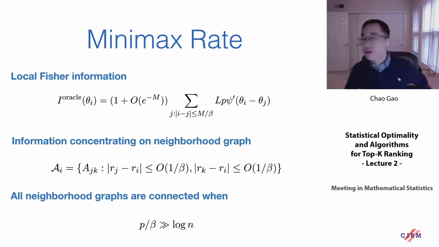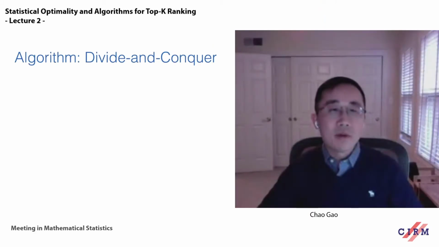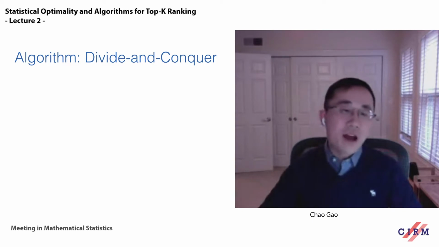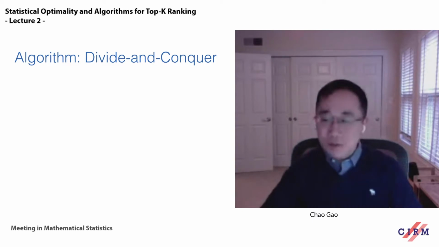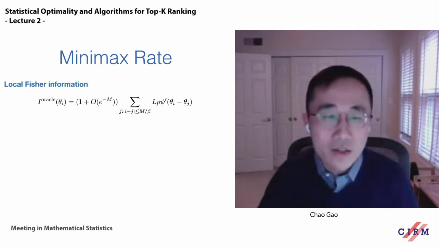Okay, so this is the first part of the talk. We have talked about the minimax rate of the problem. In the second part, I would like to discuss the optimal procedure, the algorithm that we derive to achieve the minimax rate. This comes from the idea of divide and conquer. The idea of the algorithm is motivated, again, by the Fisher information formula, that information really concentrates on the local graph. We only need to consider players whose skills are close.